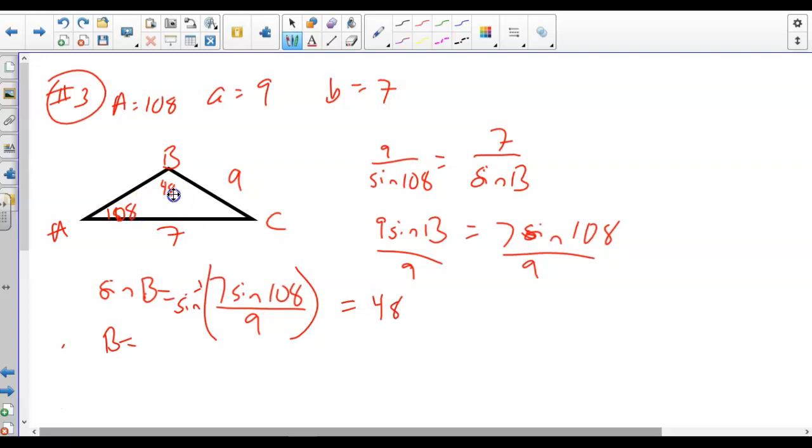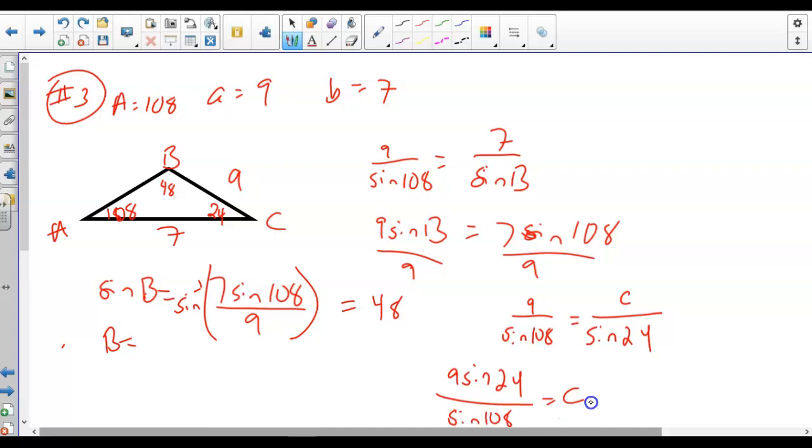Now I add these two together. 108 plus 48 is going to give me 150. Excuse me, that's 156. And 180 minus 156 is going to be 24. So now I just got to find side C here. To do that, I'll use the same ratio: 9 over sine of 108 equals little c over sine of 24. Cross multiply, 9 sine of 24 divided by sine of 108 equals c. And we get little c equals 32.9. That's a completed triangle.